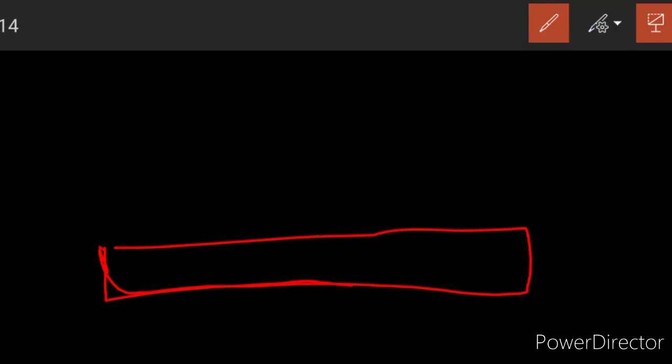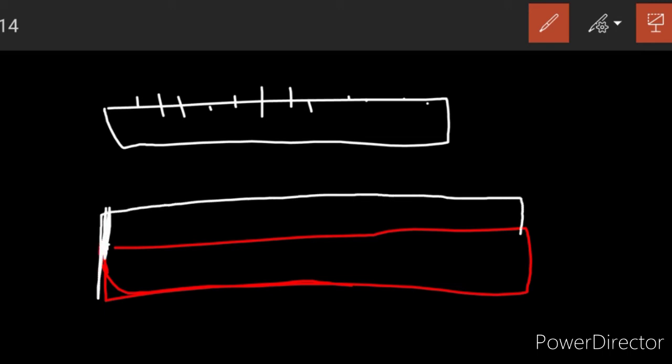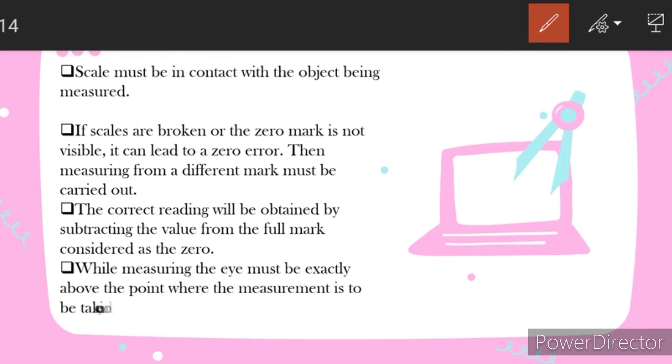What I'm going to do is use a scale. I'm going to place the scale along the paper, something like this. Once I place my scale like this, I can easily read out the measurement with the help of this scale. This is also what is given here. If scales are broken or the zero mark is not visible, it can lead to a zero error, because of course your scale must not be broken, and the zero mark is necessary. Then measuring from a different mark must be carried out.